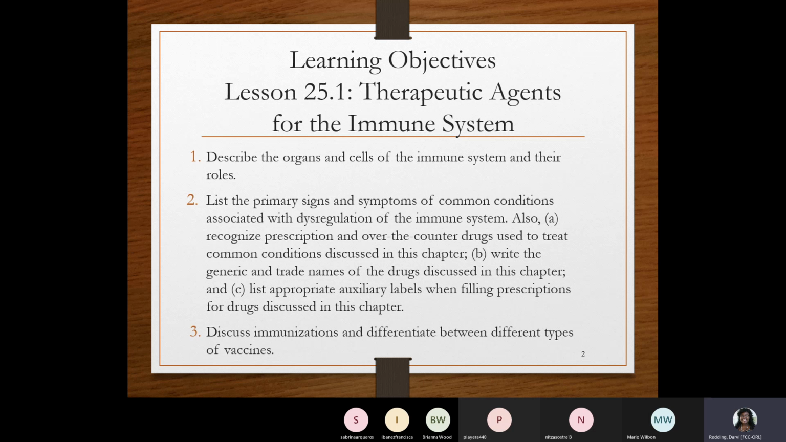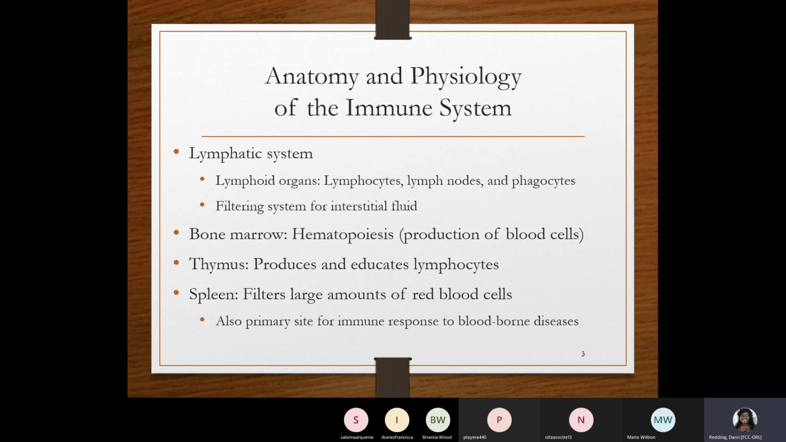And you should also be able to discuss immunizations and be able to differentiate between the different types of vaccines. So now that I've talked about the objectives, let's next go into the anatomy and physiology of the immune system.